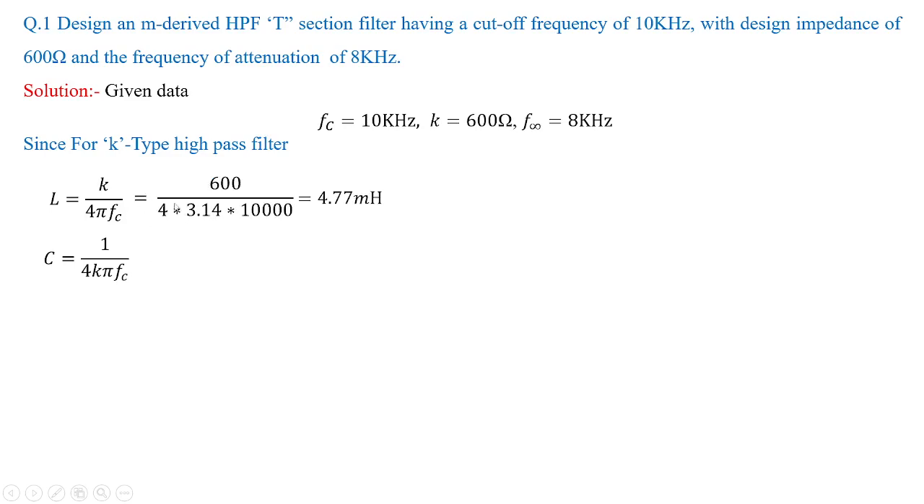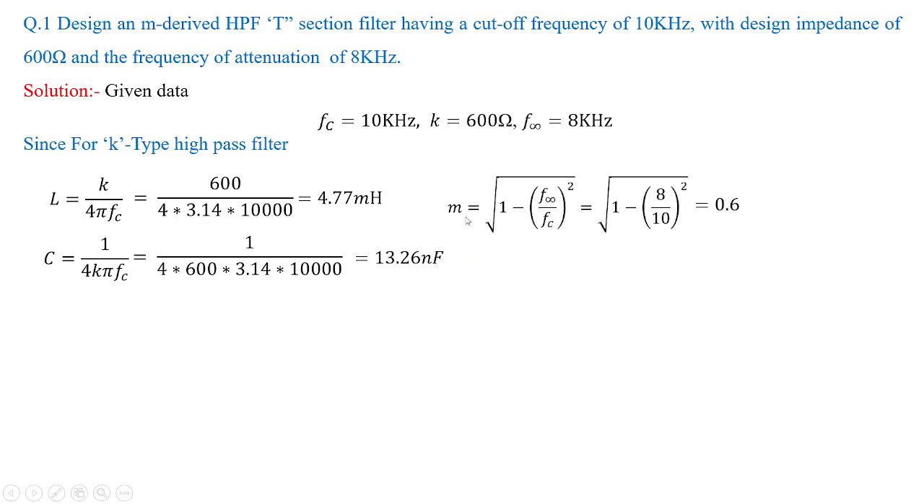Substituting the values of K and Fc, we get the value of L as 4.77 millihenry, and the capacitance value as 13.26 nanofarad. Okay, now we are taking the formula for M in order to obtain the scaling factor. So here you can see F infinity by Fc, that is 8 by 10, gives you the value 0.8 square. So 1 minus 0.8 square gives you the answer 0.6. So the scaling factor value we got here is 0.6.